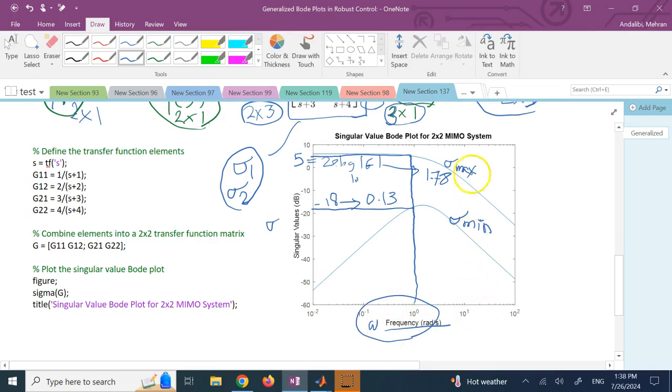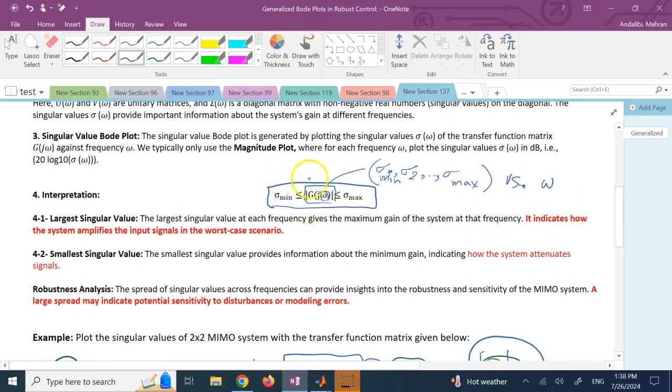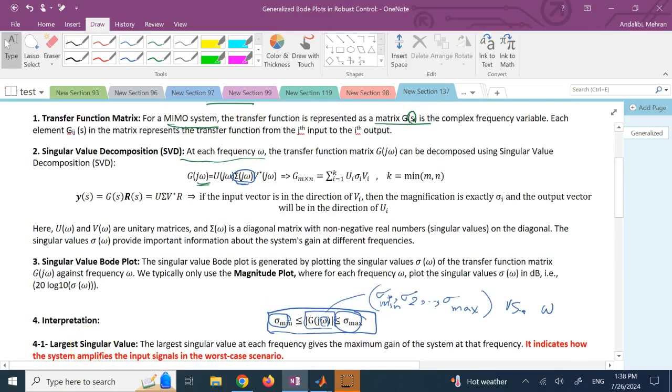If they are something else, then your magnification can change anywhere between these two numbers, and so on. So this plot that you see is called the Generalized Bode Plot or Singular Value Bode Plot. And as I said, the most important thing is it shows you where is your minimum amplification, where is your maximum amplification. Your amplification is anywhere between these two.